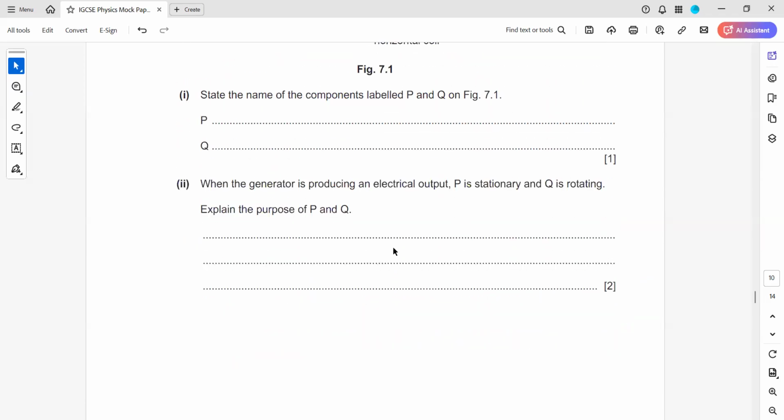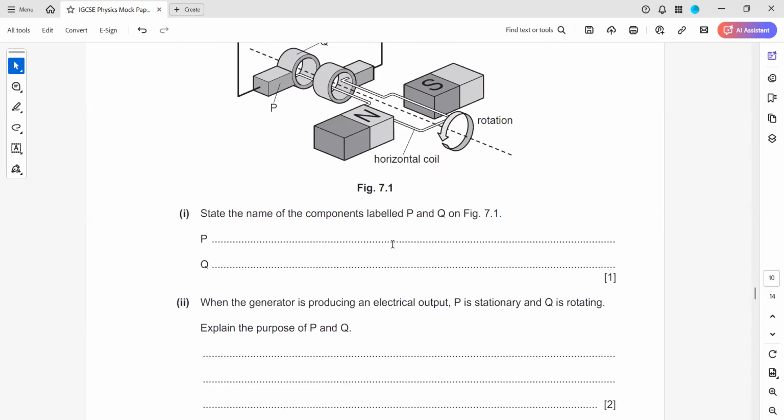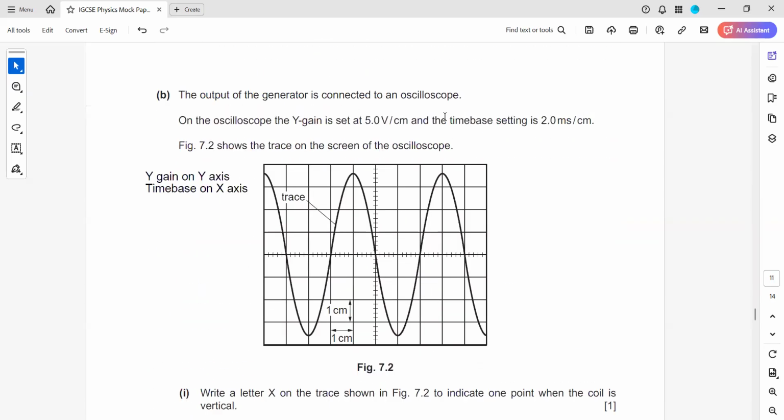Learn this answer especially for the purpose of a carbon brush and slip rings for an AC generator, and the purpose of a split ring and the carbon brushes for a DC motor.